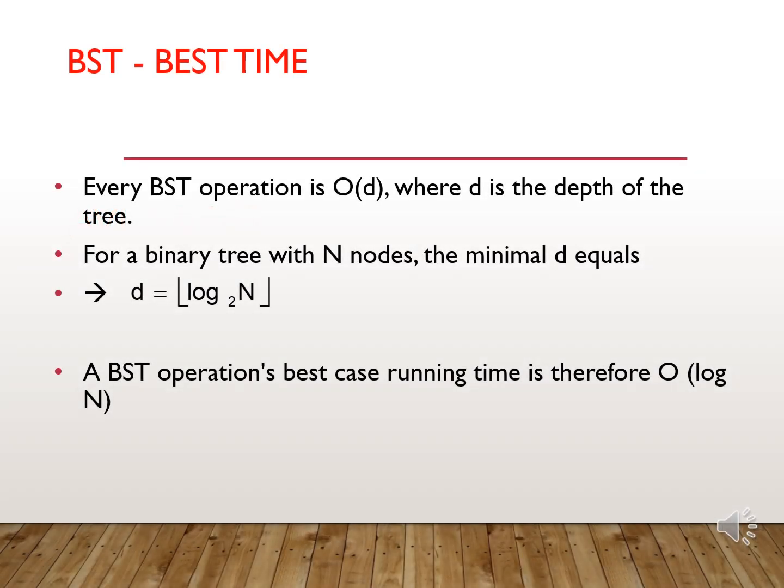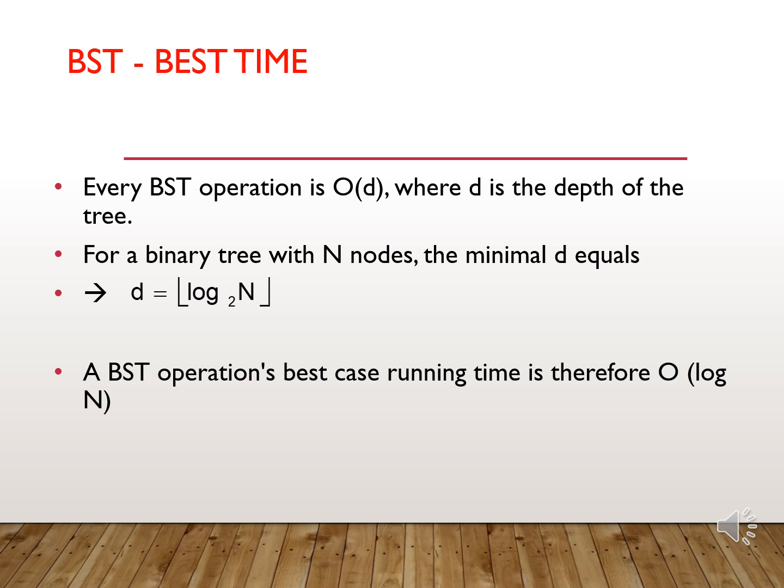Binary search tree is a node-based binary tree data structure which has the following properties. The left subtree of a node contains only nodes with keys lesser than the node's key. The right subtree of a node contains only nodes with keys greater than the node's key. The left and right subtree each must also be a binary search tree.